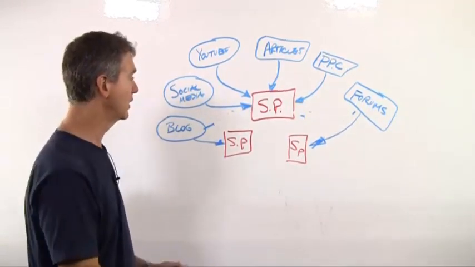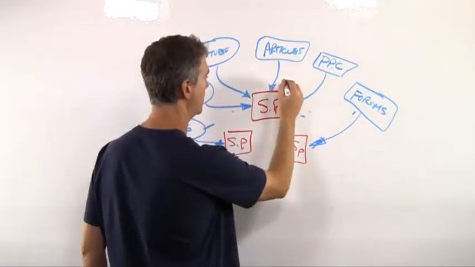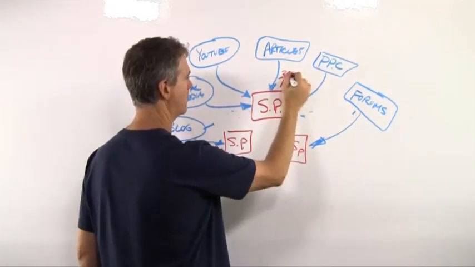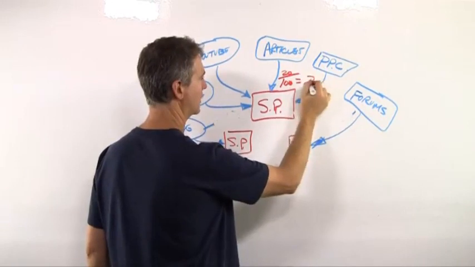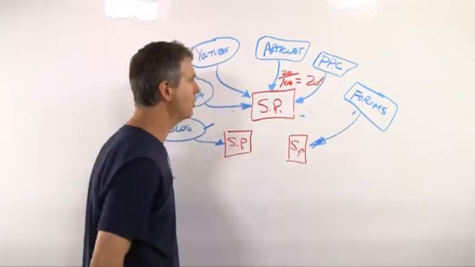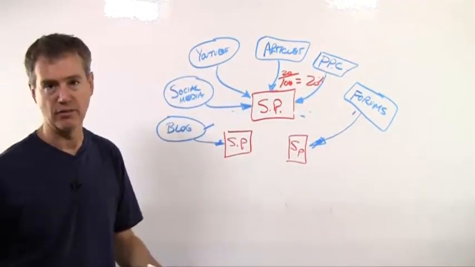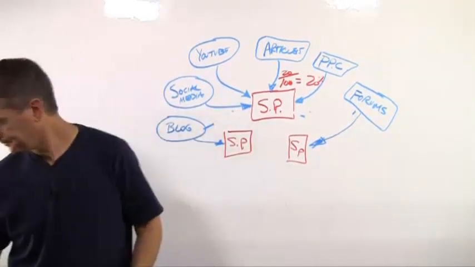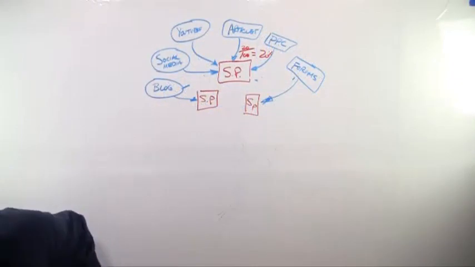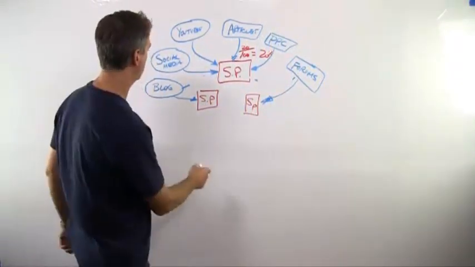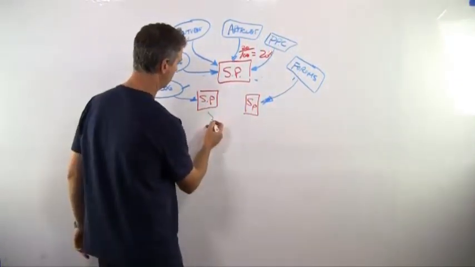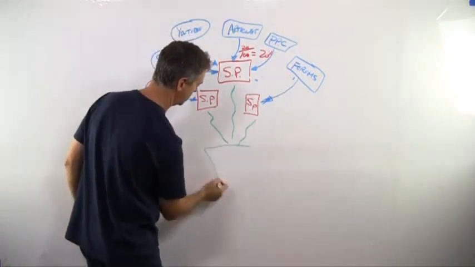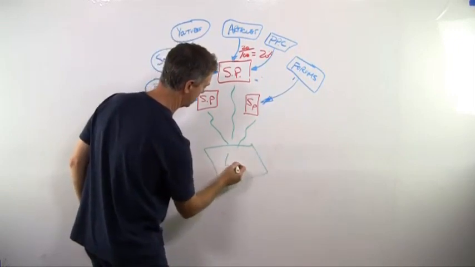So conversion is, if you get 100 people coming into the squeeze page and you get 20 of them subscribing, then 20 over 100 is 20%. And you always want to be working to drive the conversion rate of your squeeze pages as high as possible. So then what we have is basically all these squeeze pages are driving people onto your list.